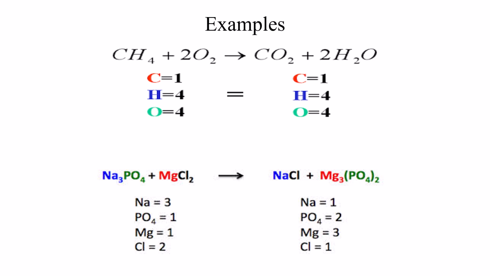Magnesium atom on the left hand side is 1 only, while magnesium atoms on the right hand side is 3. Chlorine atoms on the left hand side is 2, while the chlorine atoms on the right hand side is only 1. So the second equation is an unbalanced equation. We need to balance it.